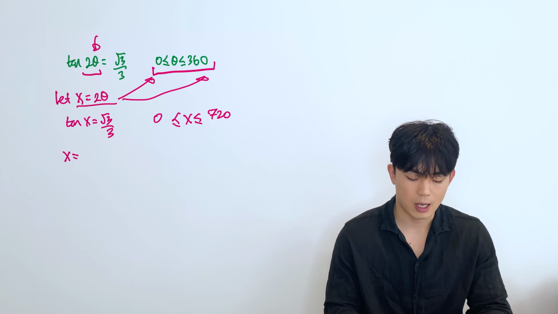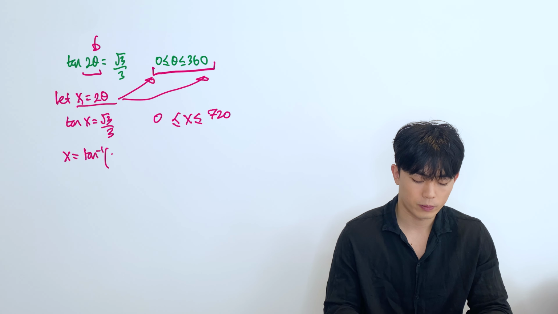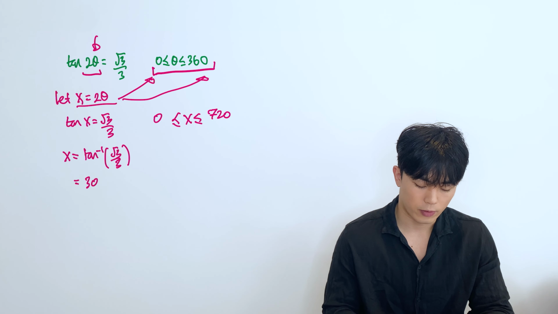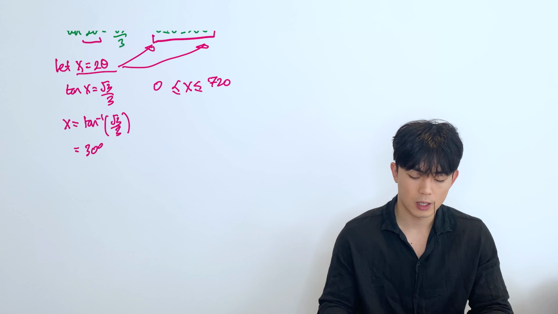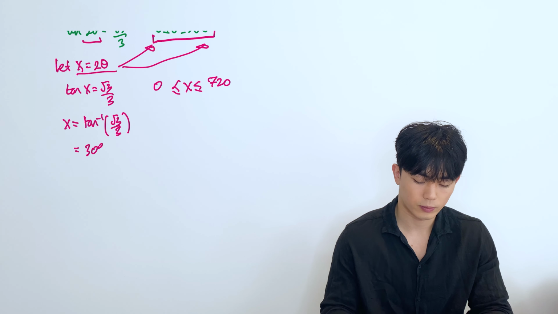But now the steps are the same. So now x, we do inverse tan, root 3 over 3, like this. And you should get a value of 30 degrees using a calculator. And then we draw the CAST diagram.